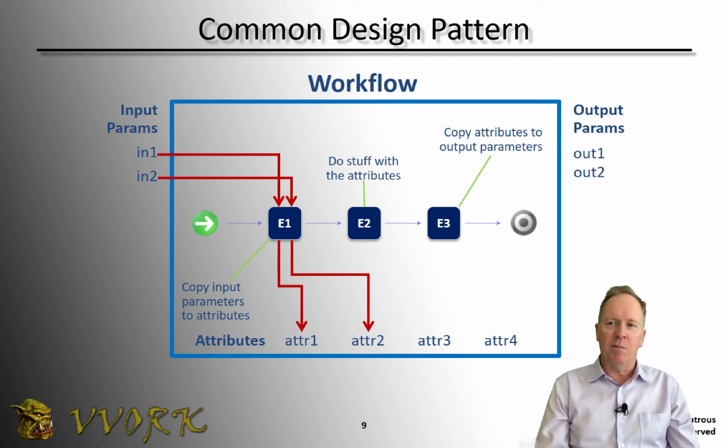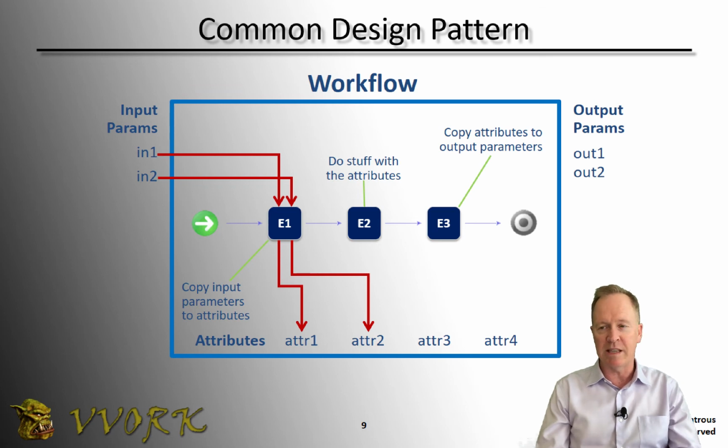A similar trick can be employed for output parameters. Again, output parameters in your workflow, you can change their values all you want, but you can never see the value of output parameters. So as a common design pattern, at the end of your workflow, you'll copy attributes that you've been working with in your workflow, copy their values to output parameters so that the user or whoever or whatever is calling your workflow will see those values.